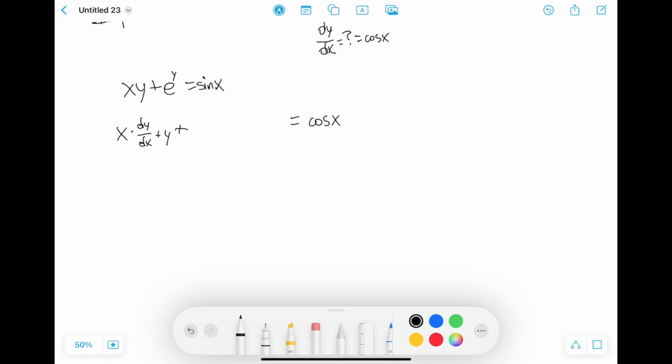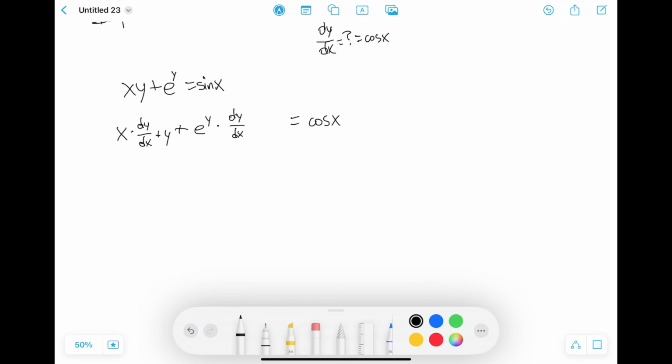And again, since y is a function, we have to use chain rule here, right? We can't just simply say the derivative of e to the y is e to the y. You would say that this is equal to taking y and plugging it into the derivative and multiplying by the derivative of y. So dy over dx.